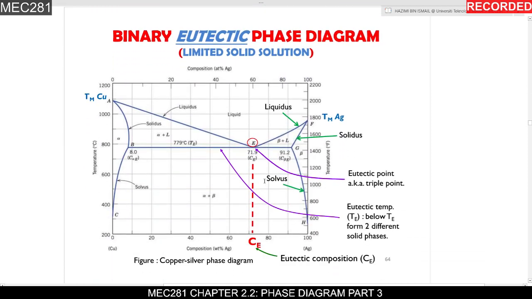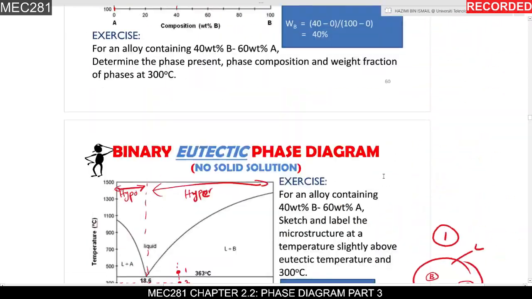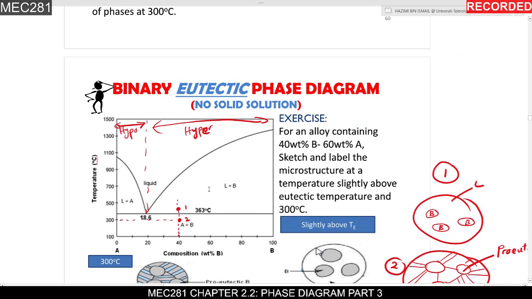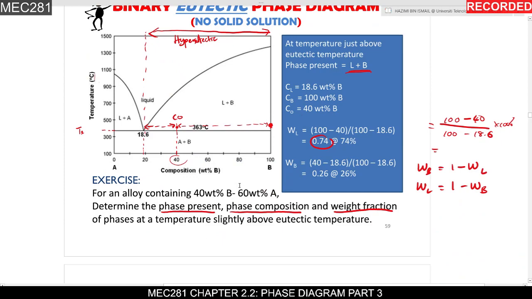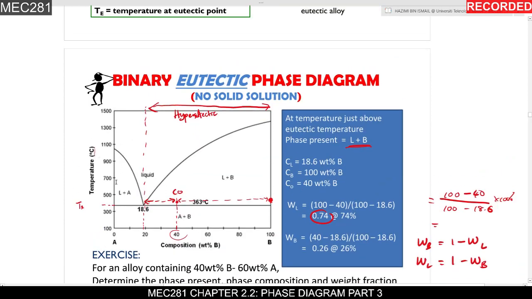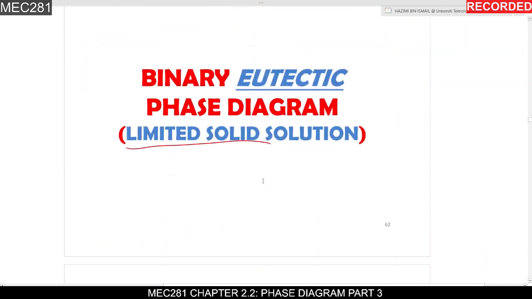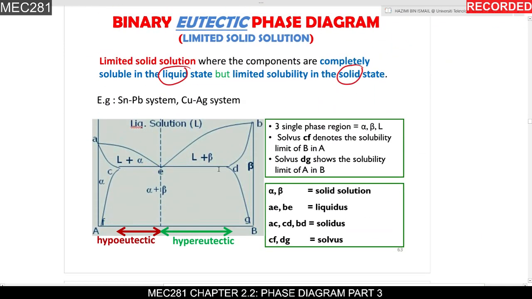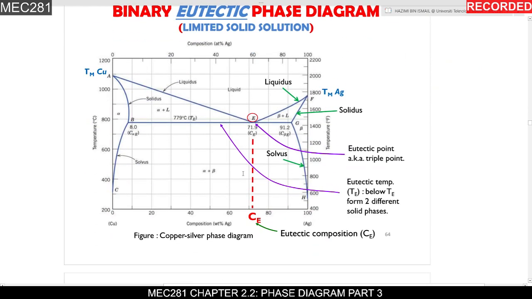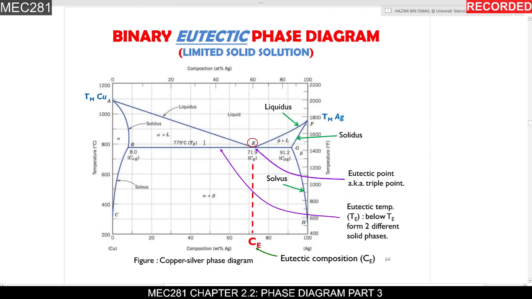So the difference here, as you can see compared to the binary eutectic in no solid solutions, we do not have that region. But for the limited solid solutions here, we have this region.